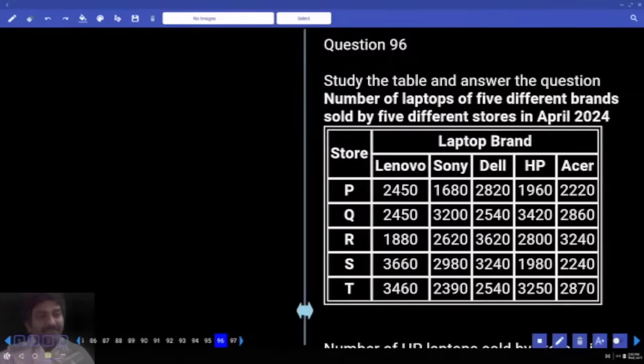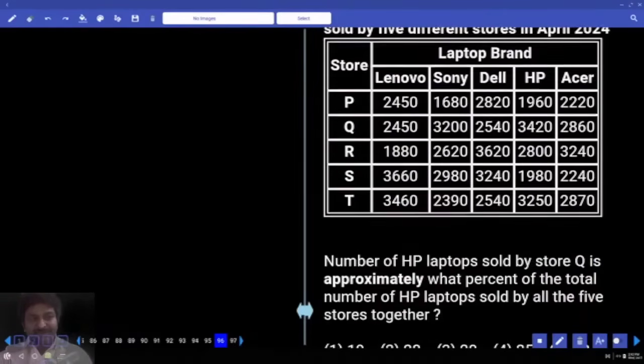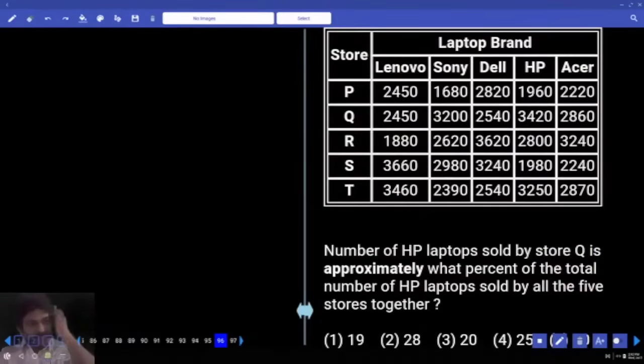Number of laptops of 5 different brands sold by 5 different stores in April 2024. Laptop brands, stores, 5 stores, 5 numbers. Number of HP laptops sold by store Q, 3420, is approximately what percent of the total number of HP laptops sold by all the 5 stores together? HP sold by all 5 stores together, correct?